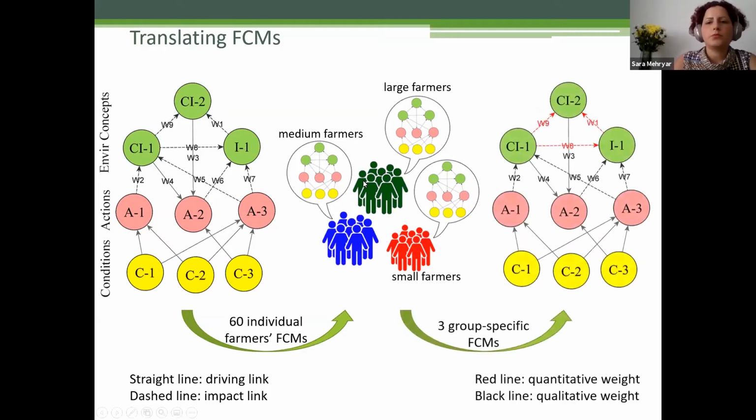And then in the third step, we combine the qualitative and quantitative data, which means that so far all these connections are based on the perception and experience of the farmers. However, there are some connections for which we have quantitative empirical data. For example, we have information about the relation between precipitation and groundwater use, or the impact of groundwater use on pistachio production in this region. So for these connections, we use the quantitative data that we already had. In this step, we have a map which has a combination of qualitative and quantitative evidence.